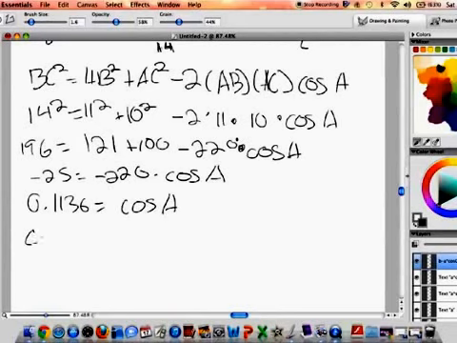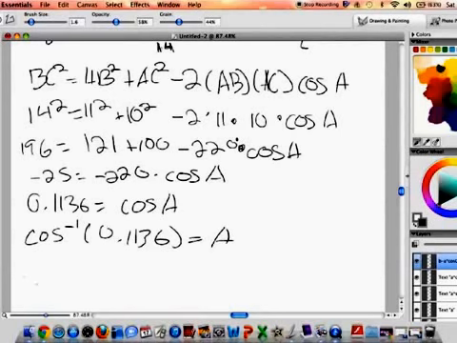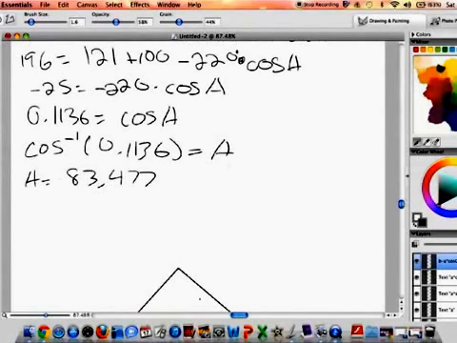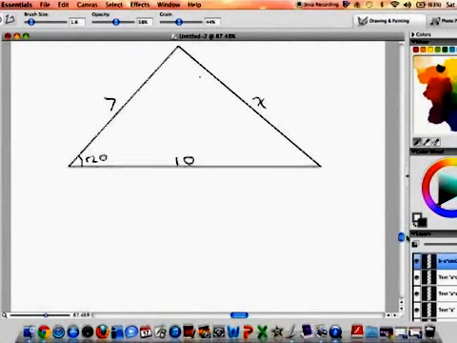So then you take the inverse of cos, and the inverse cos of 0.1136 is equal to A. So then you get that A is equal to 83.477. The next example I'm going to be doing is an SAS case.